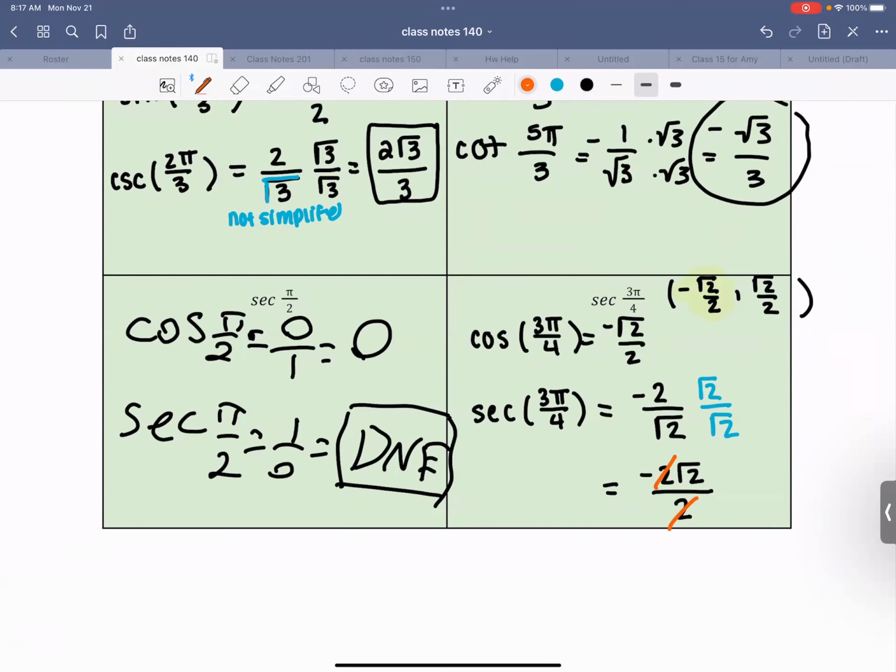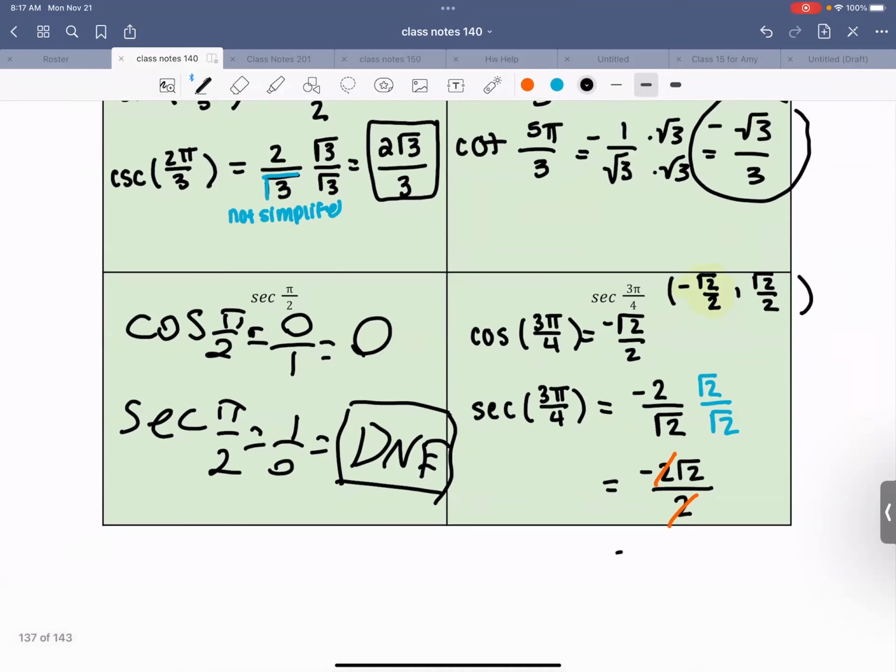There's a 2 on the top, there's a 2 on the bottom. I can cross those out, and I'm left with just negative square root of 2. So that would be my final simplified answer. Any questions on this one? All righty. So I think we're pretty comfortable with finding secant, cotangent, things like that. Let's make it a little bit harder.